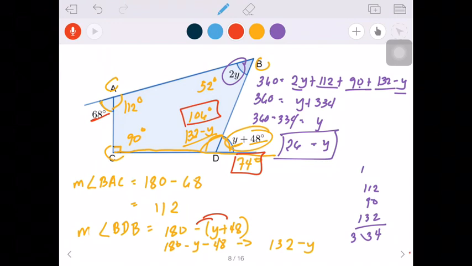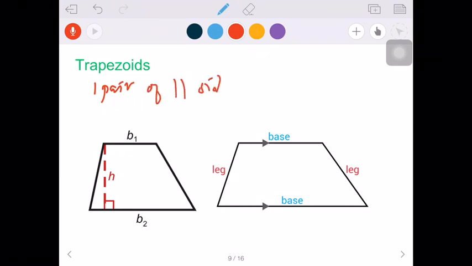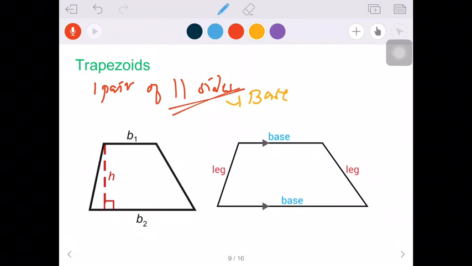Let's proceed now to the first type of quadrilateral. We will discuss trapezoids. A trapezoid is a quadrilateral with only one pair of parallel sides. And these parallel sides that we talk about, we call the bases. In the figure, you can see that you have B1 and B2. These two are understood to be parallel.